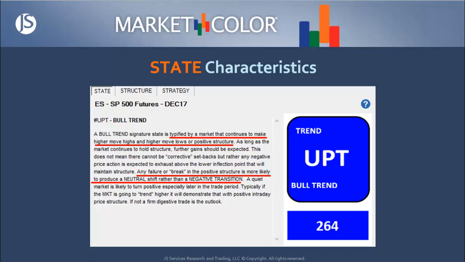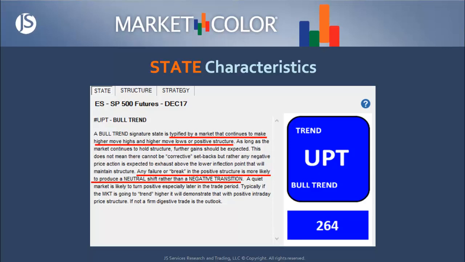When markets move out of a bull trend state, they typically move out in a certain fashion. After a failure or break in the positive structure, it's more likely to produce a neutral shift rather than a negative transition. So if we're in a bull trend and we break structure and have a sharp, corrective break against that trend, it's usually a break into a neutral digestion rather than a transition into a negative trend state. This is important when you're trading, to give you insight into what's happening. If it's holding structure, your expectation is higher move highs, higher move lows. If we get a break in structure and a vicious break, our expectation is that the break is going to stabilize and not follow through, and what's more likely is that we bounce back into a neutral trade.